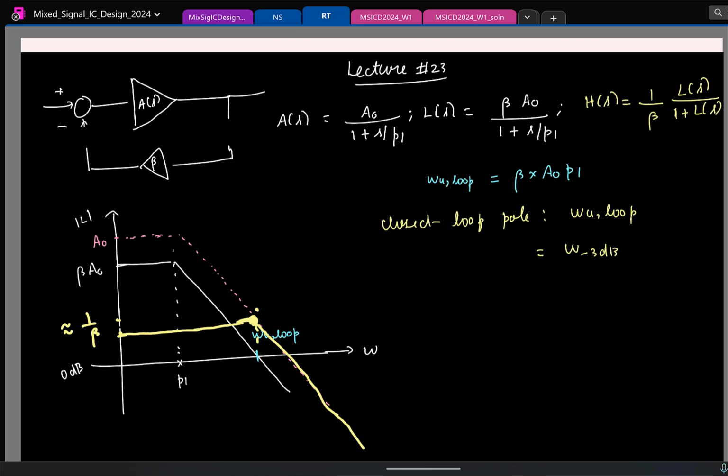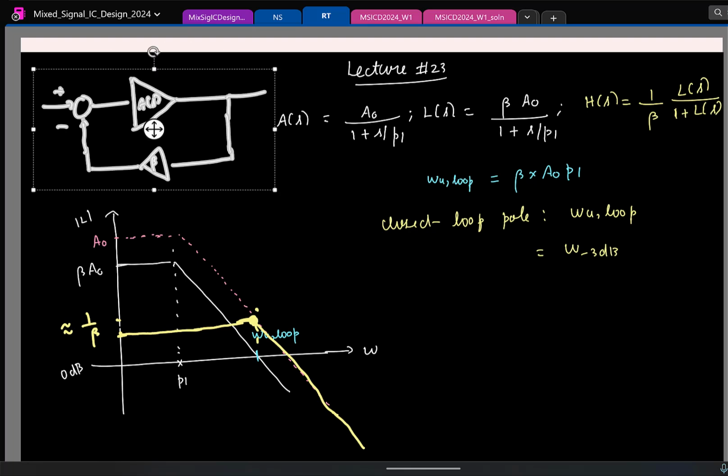So this is something you should remember. For a first order system which does not contain any zeros, the unity loop gain frequency is exactly equal to the closed loop pole, which is indeed the closed loop 3 dB bandwidth also. Okay. So we stopped at this point in the last class. Let's resume.